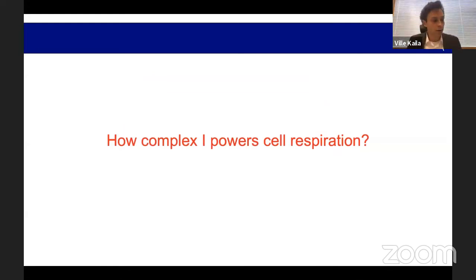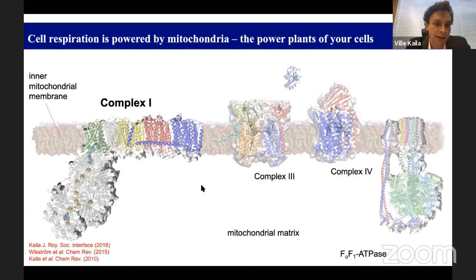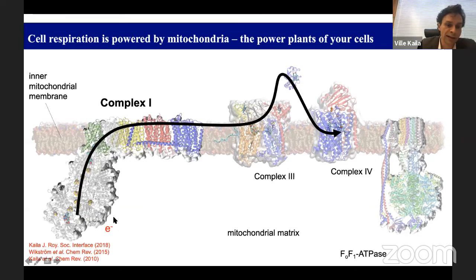So let's go to the biological background a little bit and ask, how does this enzyme, this complex 1 enzyme that I would like to introduce to you, how does it power cell respiration? Cell respiration takes place at membranes basically, and what I show here is the inner mitochondrial membrane, and it has these embedded membrane proteins in it. Basically, what they do is that they take electrons from the foodstuffs that we eat and then transfer them to these various centers and basically release energy stepwise.